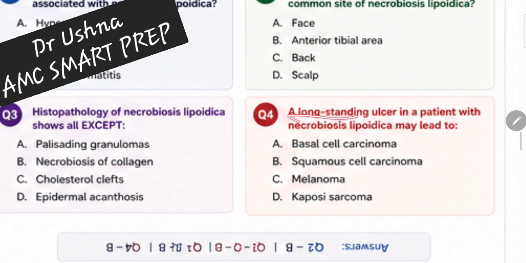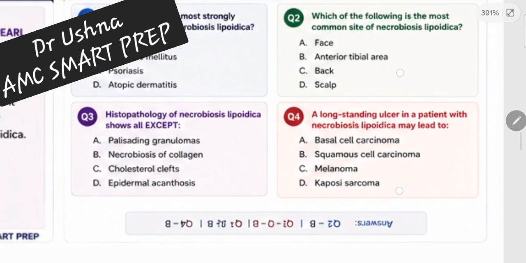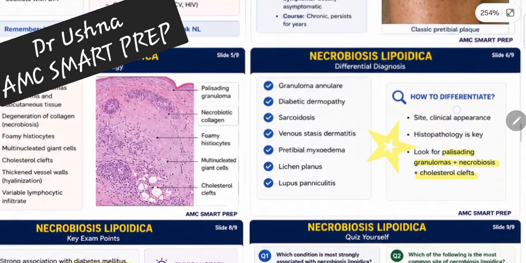And long standing necrobiosis lipoidica may lead to, so they have confused you by giving all the cancer options: BCC, SCC, melanoma, Kaposi sarcoma. These are all skin cancers, but we know very clearly that necrobiosis lipoidica is most likely associated with squamous cell carcinoma rather than BCC or melanoma. So this is all about your necrobiosis lipoidica.